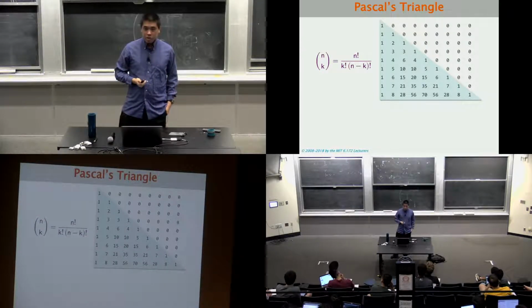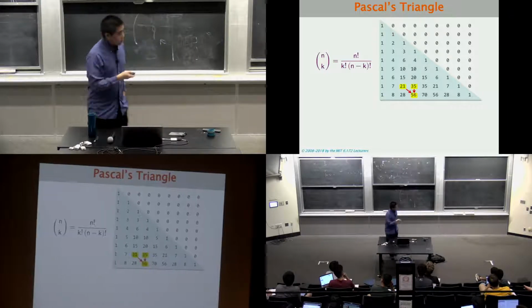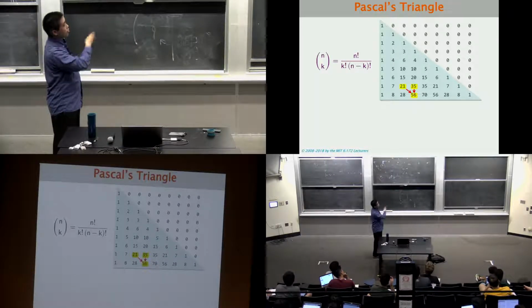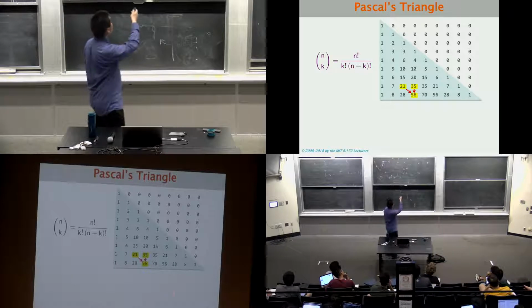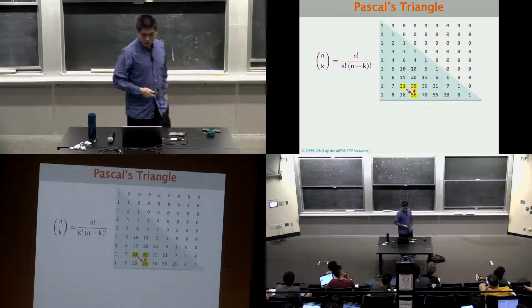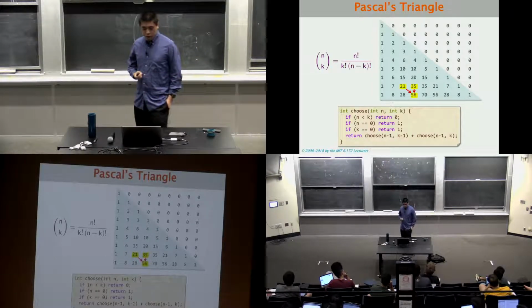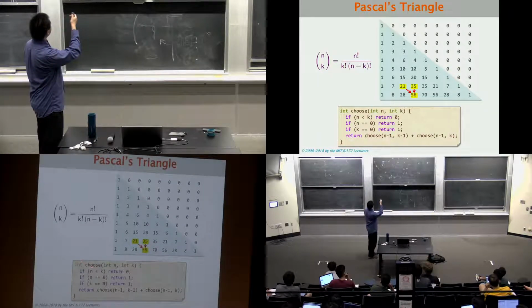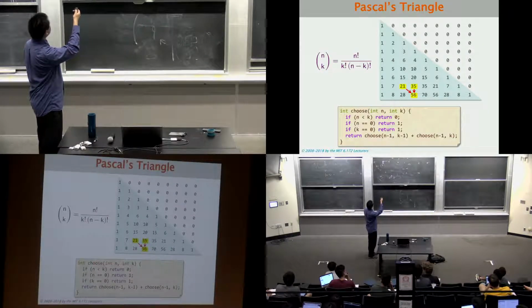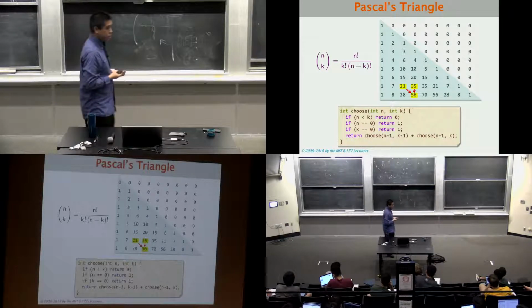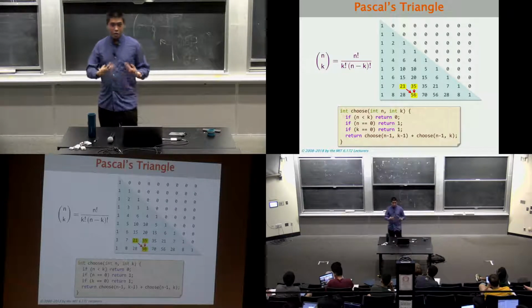Pascal's triangle has a nice property that for every element, it can be computed as a sum of the element directly above it and to the left of it. So here, 56 is a sum of 35 and 21. And this gives us a nice formula to compute the binomial coefficients. So we first check if n is less than k in this choose function. If n is less than k, then we just return 0 because we're trying to choose more things than there are in a set.